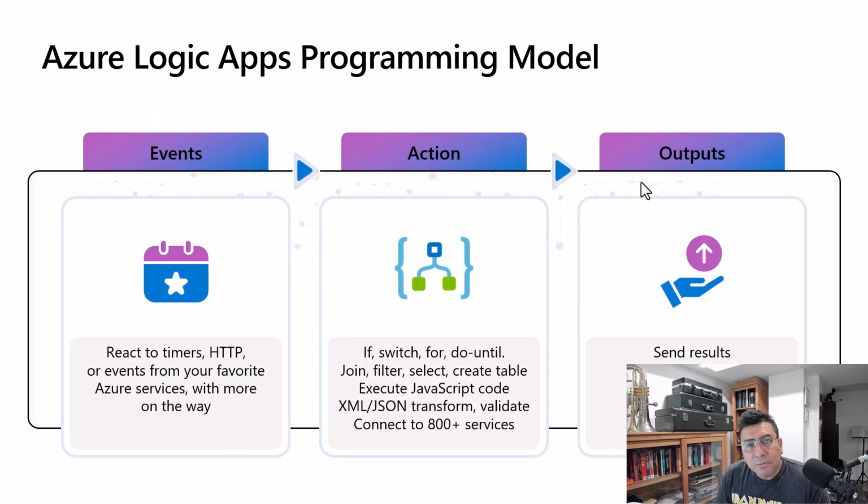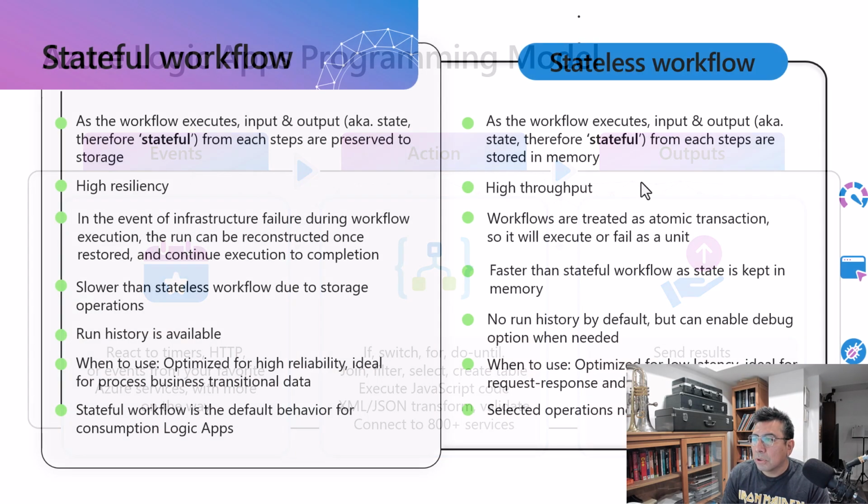The model that is followed by Logic Apps is fairly simple. So you have events, actions, and outputs. The events will react to timers, HTTP, or events from your favorite Azure services or others, right? Like IBM MQ in my case, I like the IBM legacy systems. Actions that occur after the events: if, switch, for, do, until, join, filter, etc. JavaScript code, XML, JSON transform, and then connecting to hundreds of services available via our connectors and service providers. And then the outputs, which is sending results to an ever-growing collection of services. So you have a trigger, you have an action, and then you have the output.